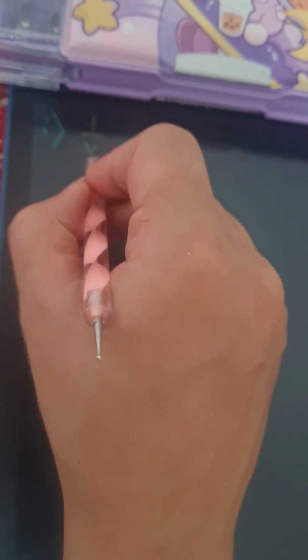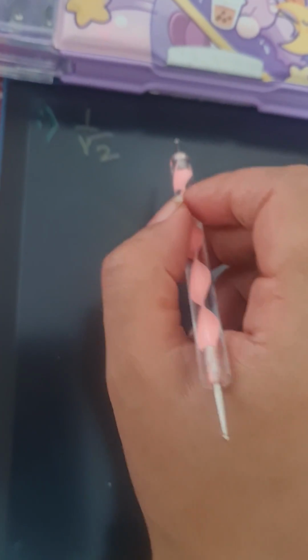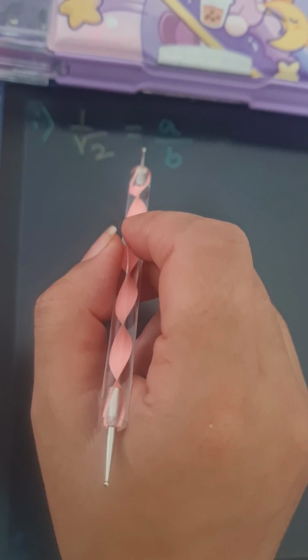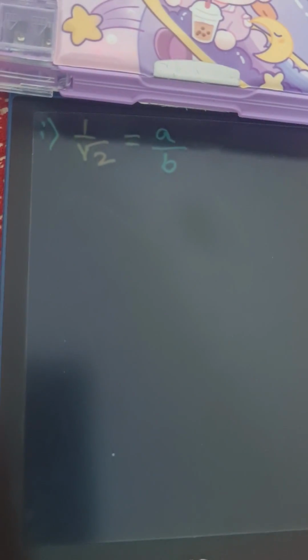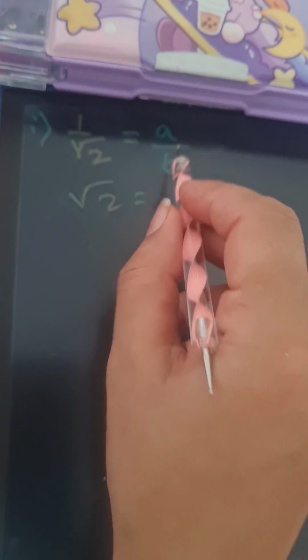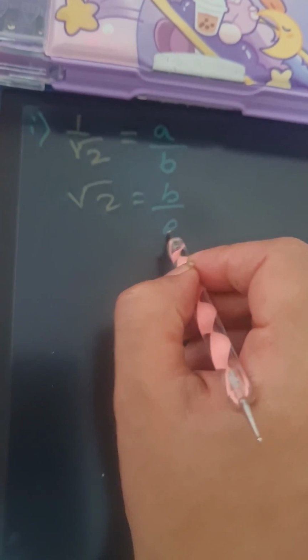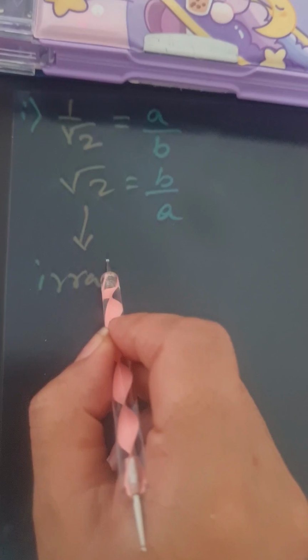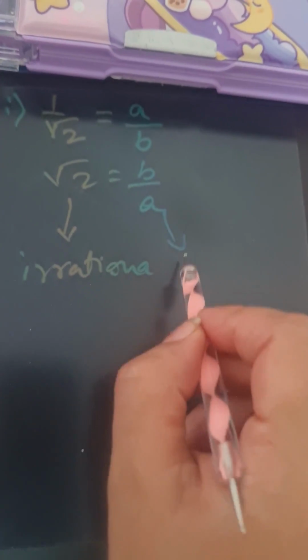So the first part is 1 upon root 2. Let's assume that this is a rational number. Then it can be written in the form a divided by b, where a and b are in lowest forms. So root 2 is equal to b upon a. Because root 2 is irrational, this is also irrational.